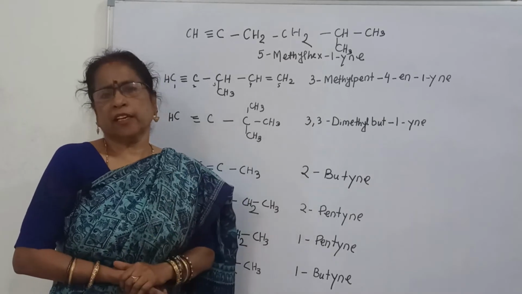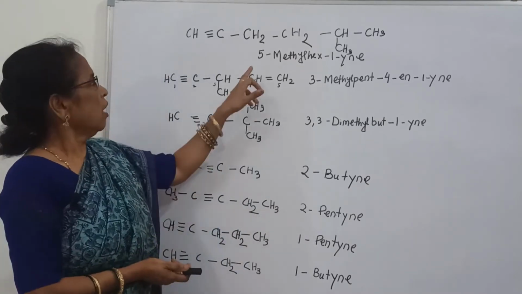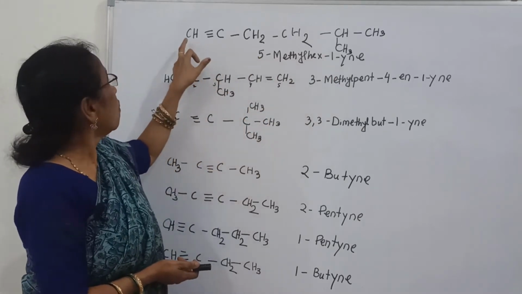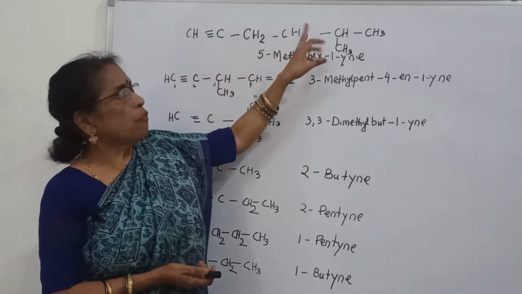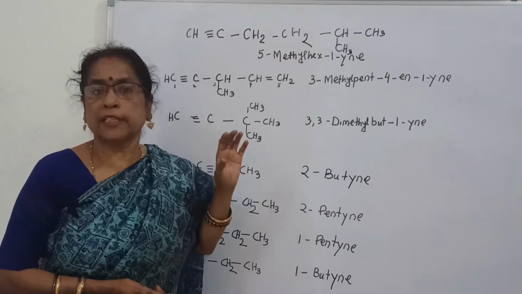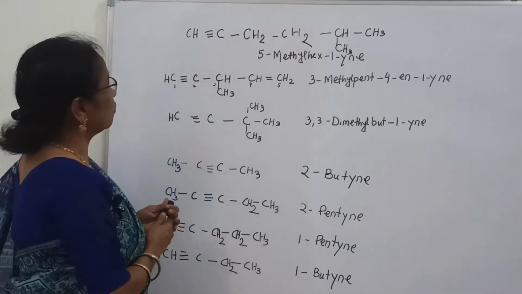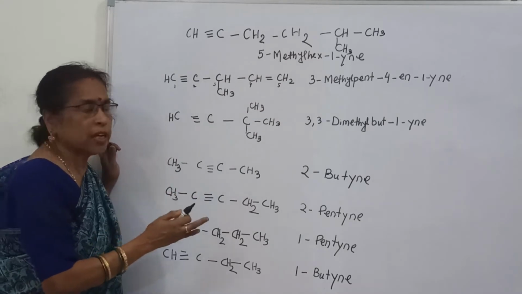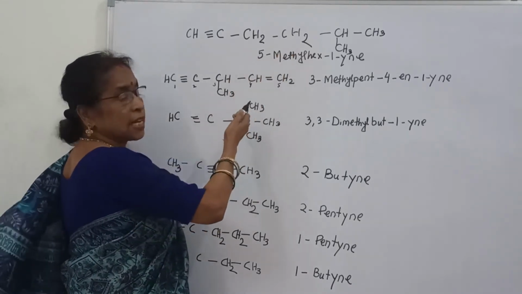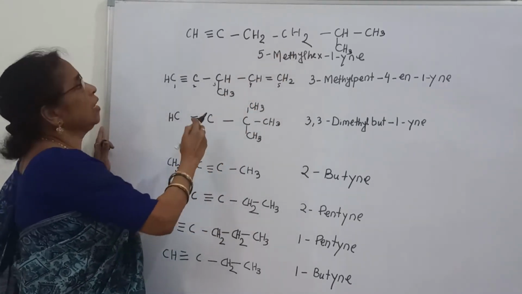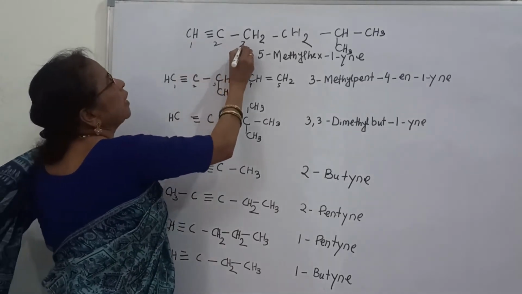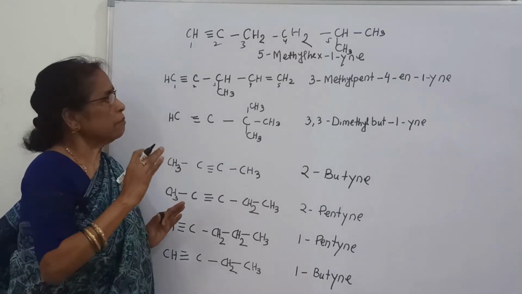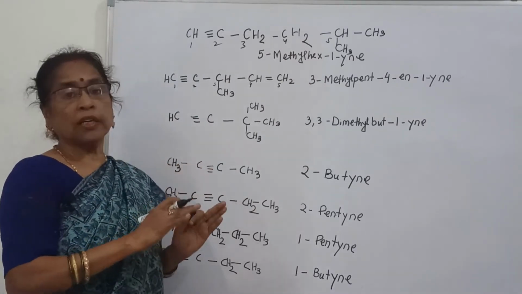You can see in this example it is 5-methyl hex-1-yne. Why? 1, 2, 3, 4, 5. In the 5th position there is a methyl group. That is why it should be 5-methyl, not 4-methyl. Sorry, before that I said in this example it is 4-methyl, but it should be 3, 4, 5. So it should be 5-methyl hex-1-yne.